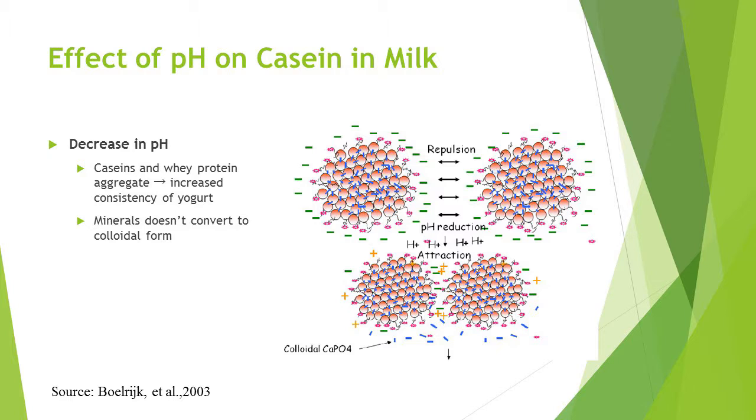During acidification, casein and whey protein aggregate, increasing the consistency of yogurt. The quantity of minerals in yogurt remains the same as in milk. The only change is that, due to the pH lowering, these minerals are ionized rather than in colloidal form. The concentration of lactic acid increases during the fermentation.